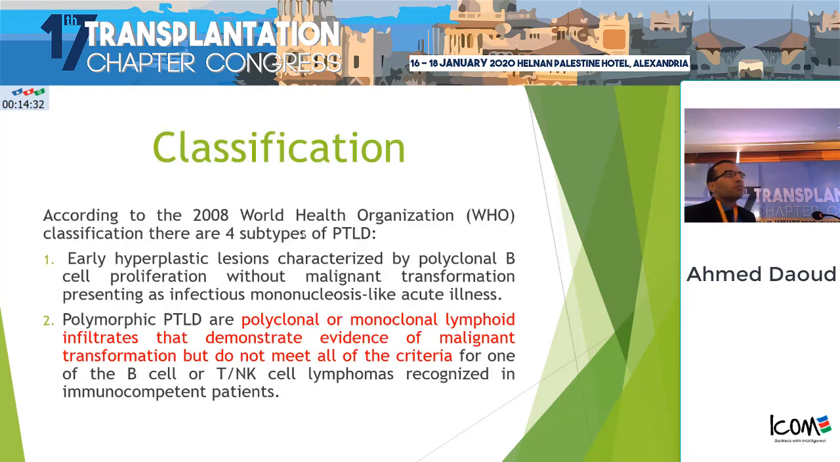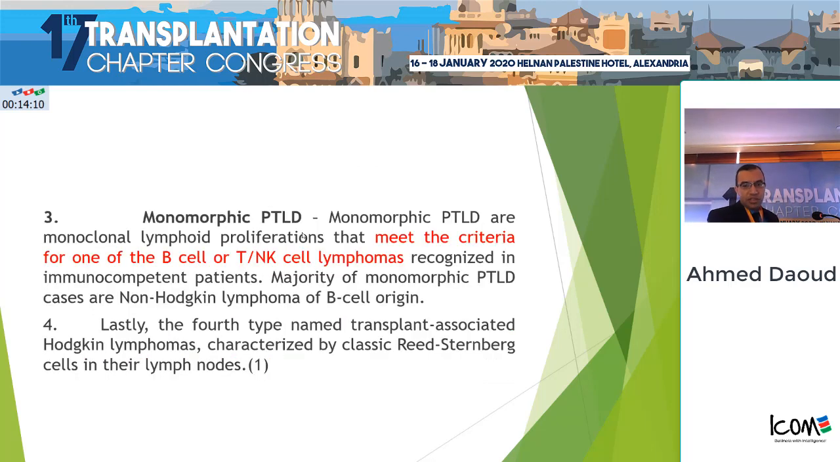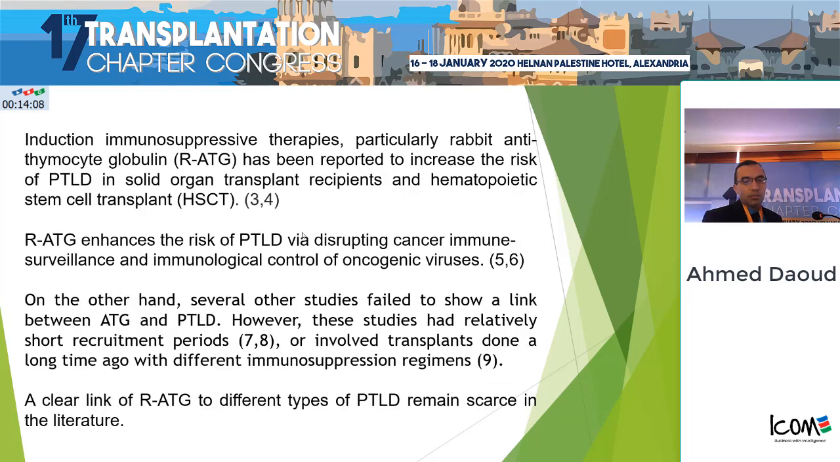There are 4 subtypes of PTLD according to the WHO classification in 2008. There are the early hyperplastic lesions, which do not show signs of malignant transformation. We have the polymorphic PTLD, which does not meet all the criteria for one of the B cell or the T cell lymphomas. We have the monomorphic PTLD, which meets all the criteria for one of the B cell and the T cell lymphomas too.